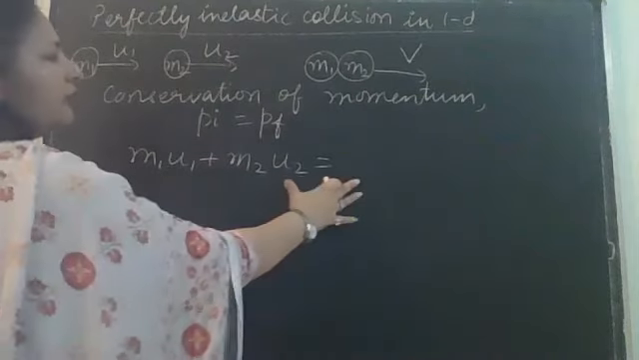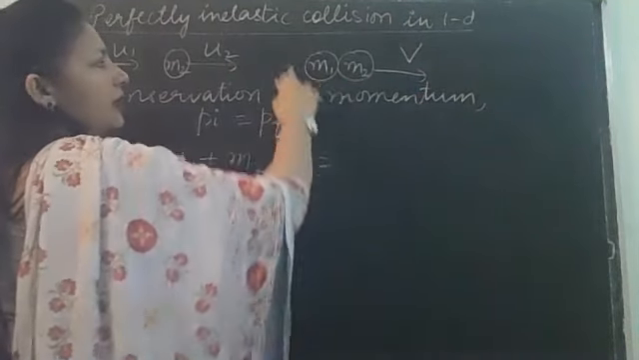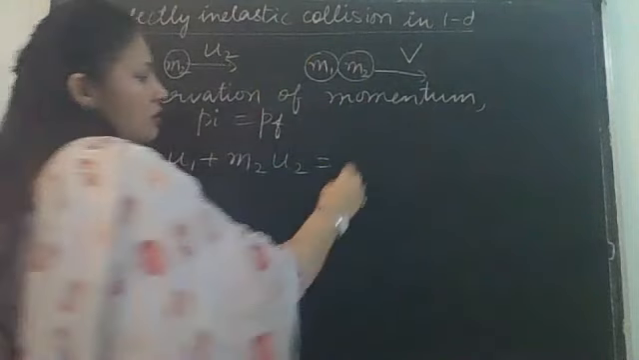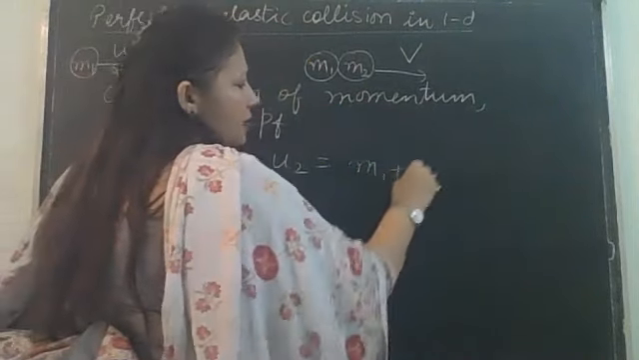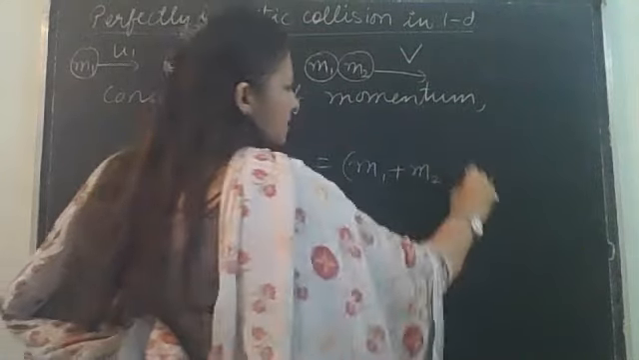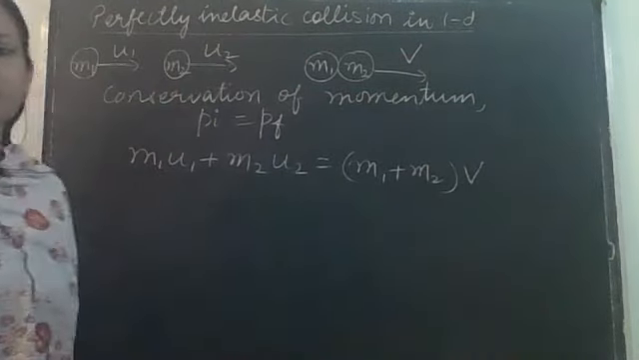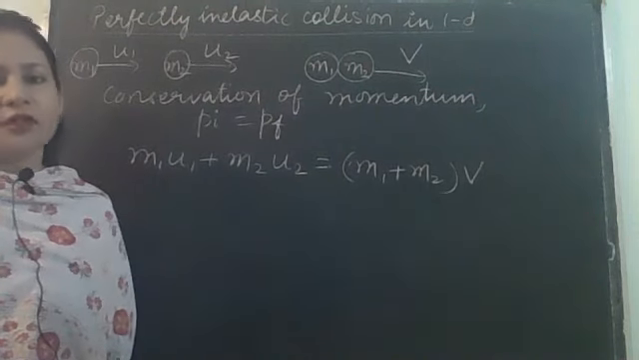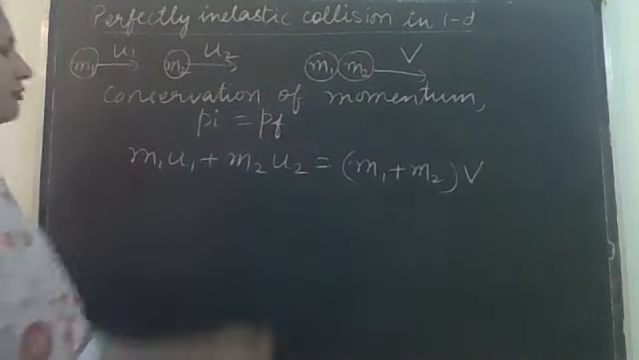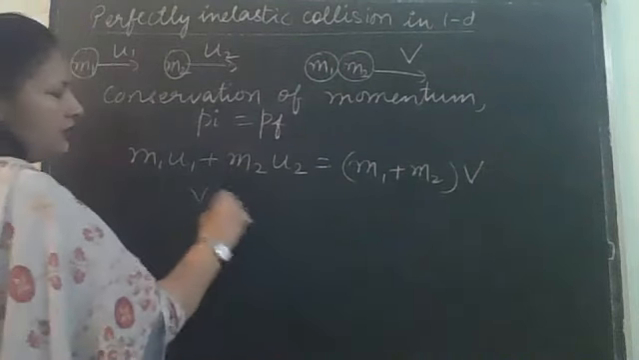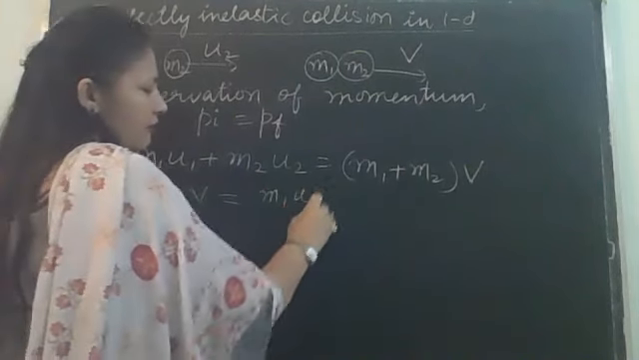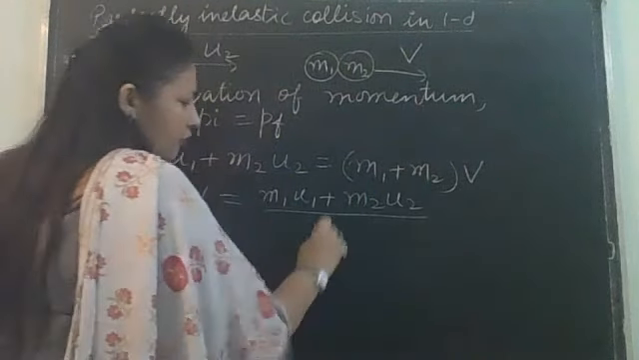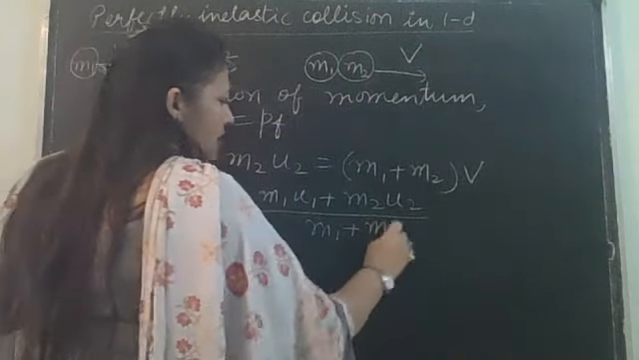What is the final momentum now? This is the final combined object of mass m1 plus m2. So final mass into common velocity, this is our final momentum. So we have applied the law of conservation of momentum here. From here we can easily find the common velocity v. So the formula is v equals m1 u1 plus m2 u2 over m1 plus m2.